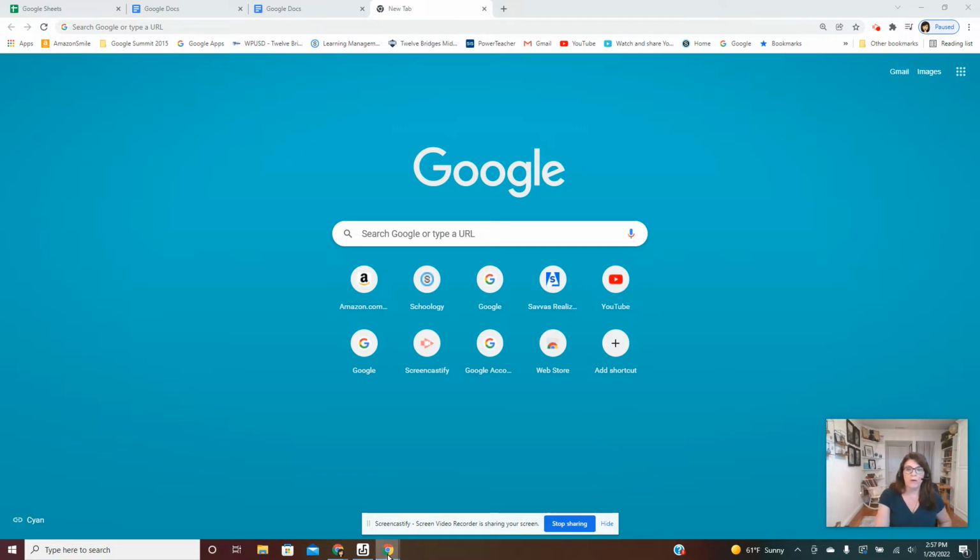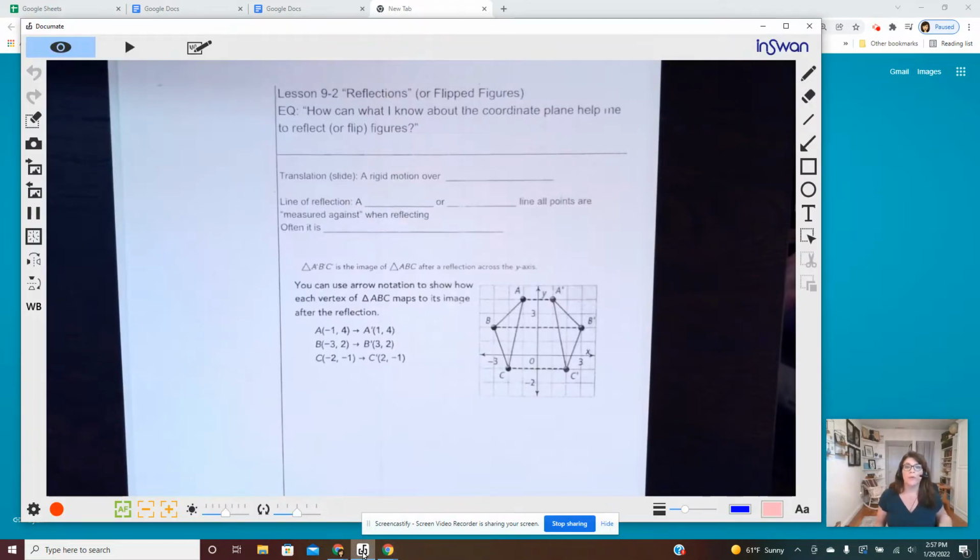Following up on our work with transformations, we are going to be looking at reflections. Okay, now a reflection is when we take a figure that we have and we flip it. We're going to be creating mirror images. Previously, we talked about sliding the figures, which was translating them. Now we're going to be flipping them, which is a reflection like a mirror.